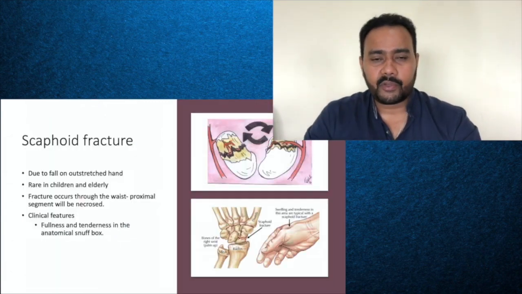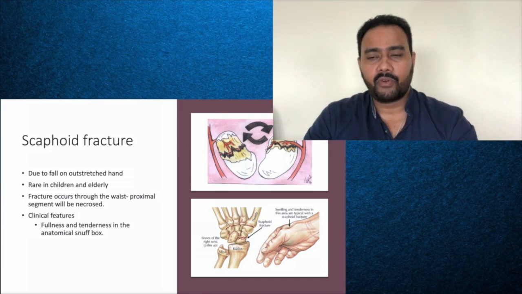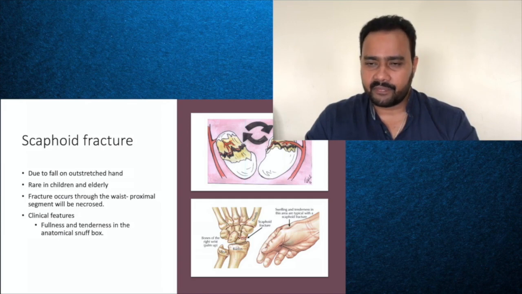Next condition we have to discuss is the scaphoid fracture. The scaphoid bone also fractures whenever somebody falls on an outstretched hand. The anatomical importance in scaphoid fracture is that the scaphoid has a waist, and usually the fractures occur through the waist. The most important anatomical point is that the blood supply of the scaphoid bone is coming from distal to proximal.